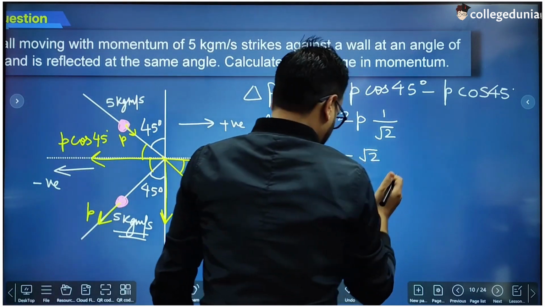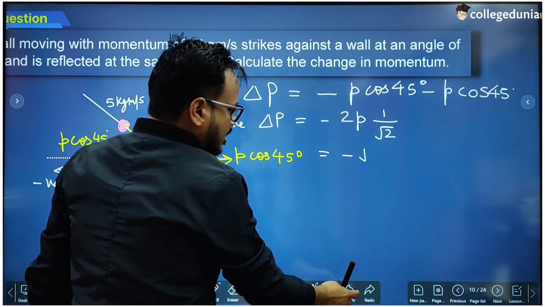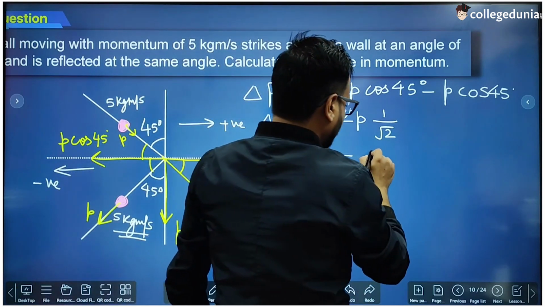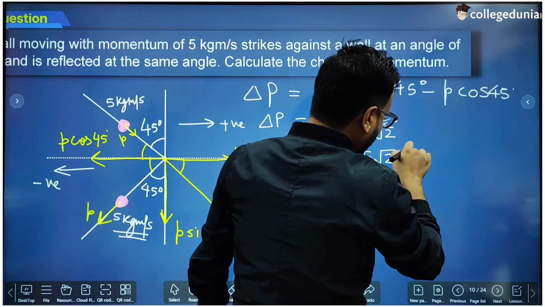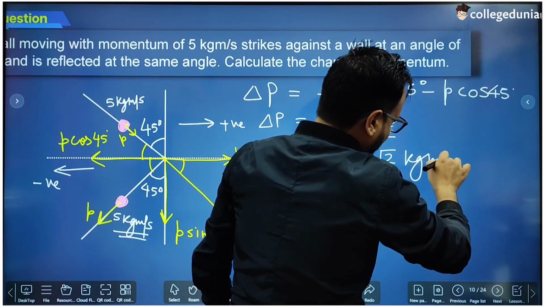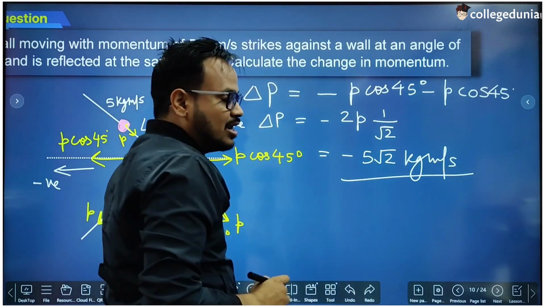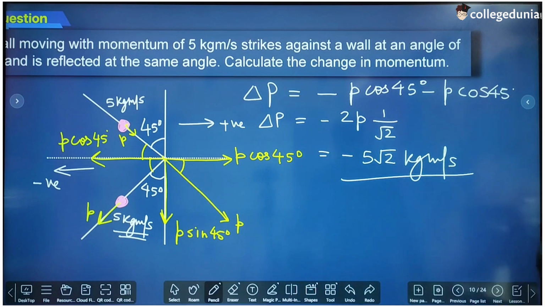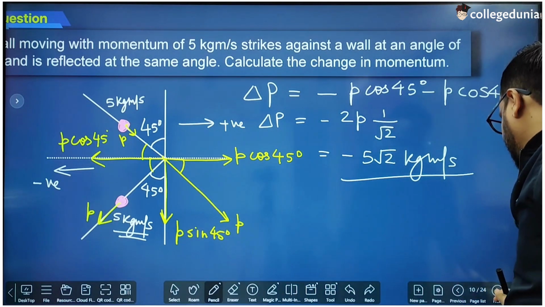So we will write it in standard form. It is 5 root 2 kg meter per second. That is the change in momentum, and that is impulse also. You can call it anything. Next.